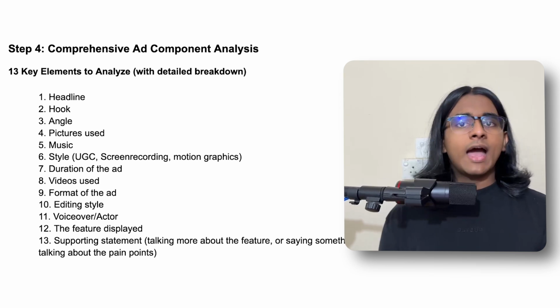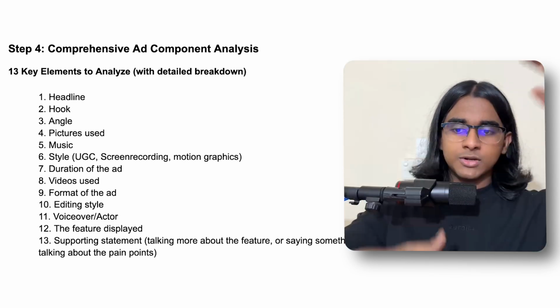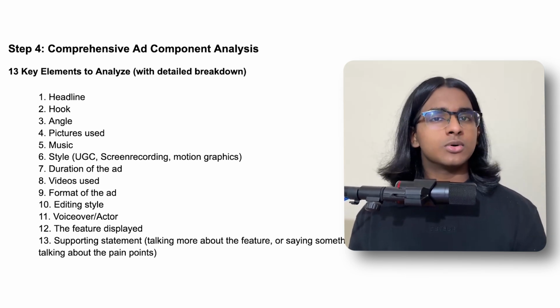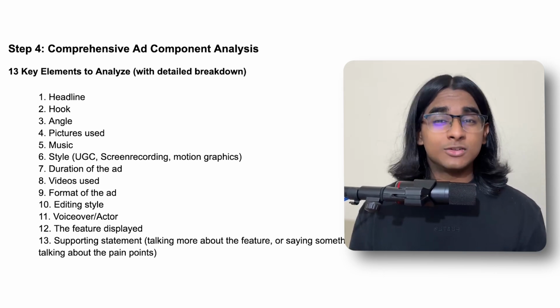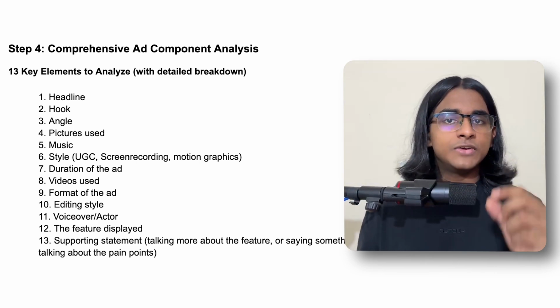If it's a video app, the type of videos that are used. The format of the ad, basically how the ad is edited, or the positioning of all these elements in the video. The editing style, the voiceover and actor, is it male, female, what's the tonality? Is the voiceover from a person that's old, young? Are they sad? Are they too fast? Does it sound AI? All of that. And the actual feature displayed in the ad.